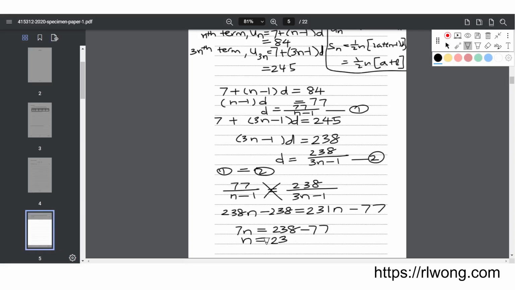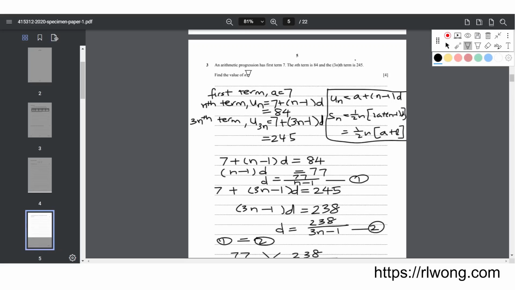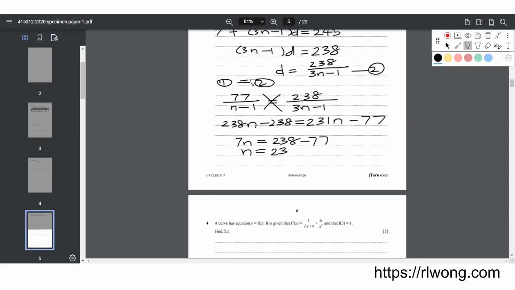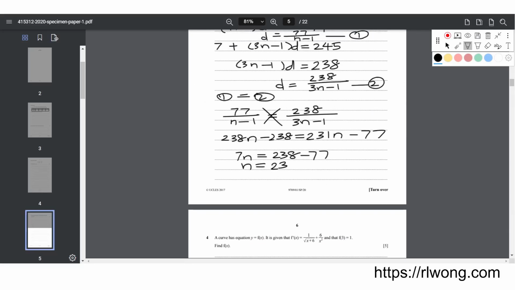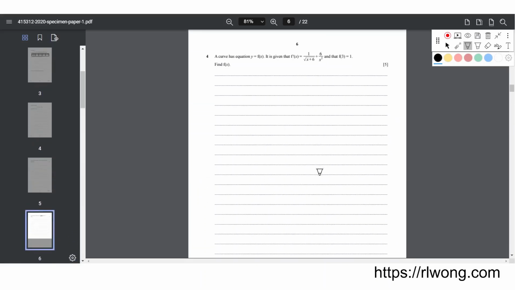So solving for n, I get n equals 23. And the question only asked me to find the value of n. It did not ask me to find the value of d. So I'm done. I found the value of n, which is 23, and that is the answer for question 3. Next, let's move on to question 4.